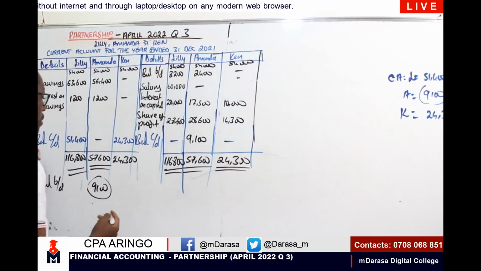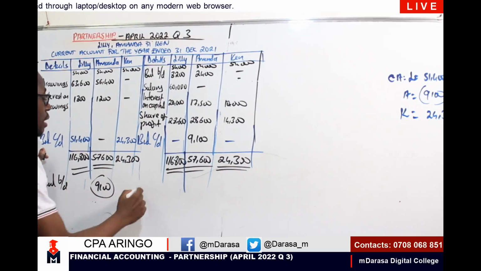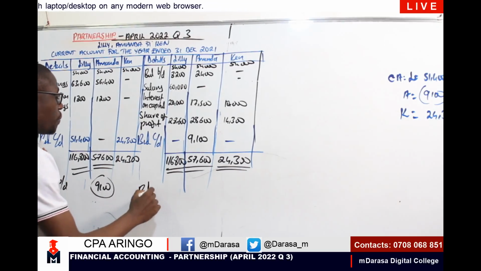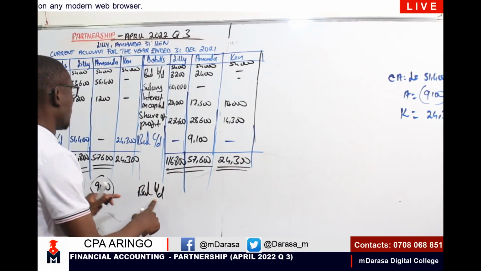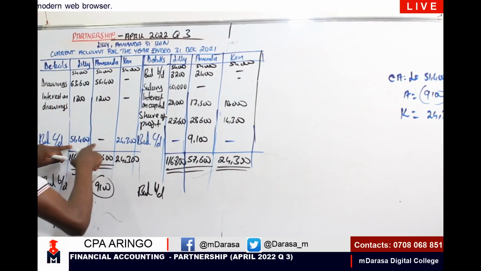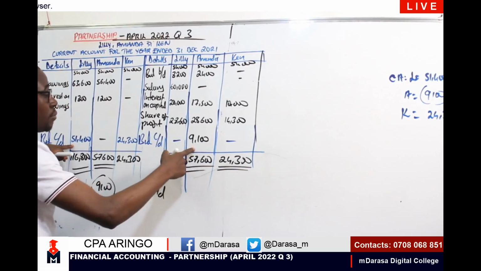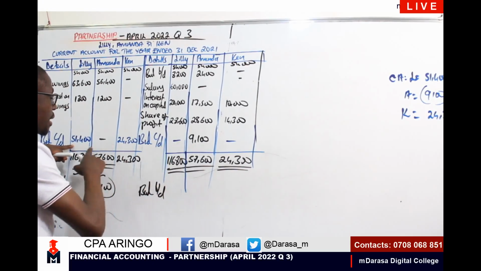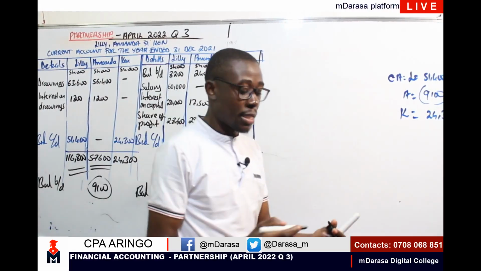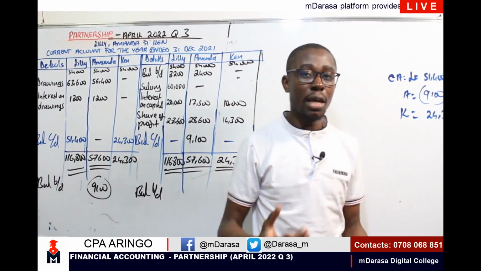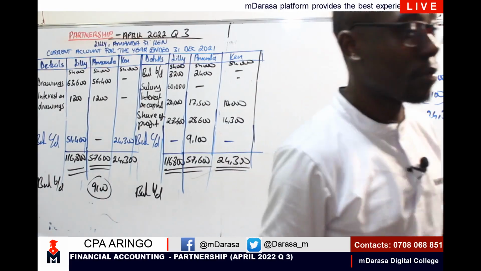What about the other items? The other items where I'm having a balance carried down on the debit side, if you are to open our period, my balance brought down will be on the credit side. So therefore, these are credit balances, whereas this one is a debit balance. A debit balance simply means that I'm owing the farm.